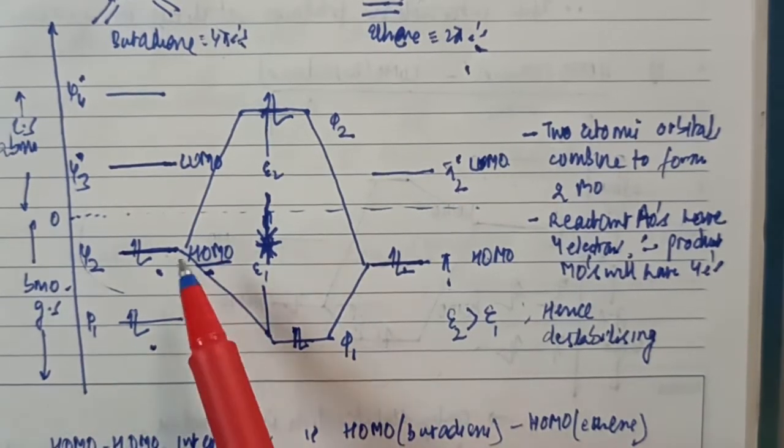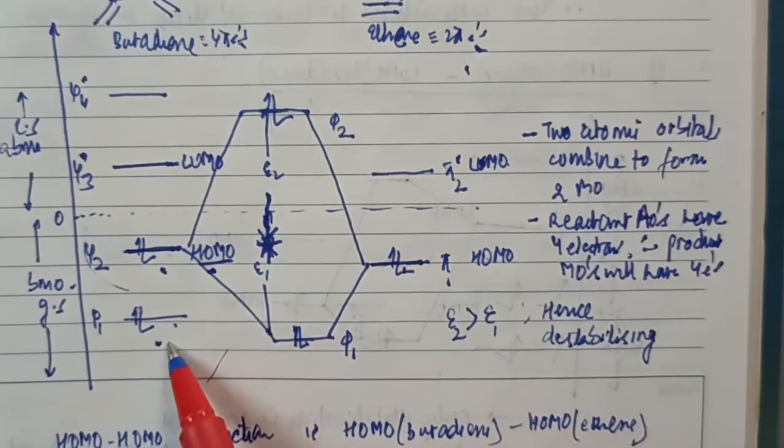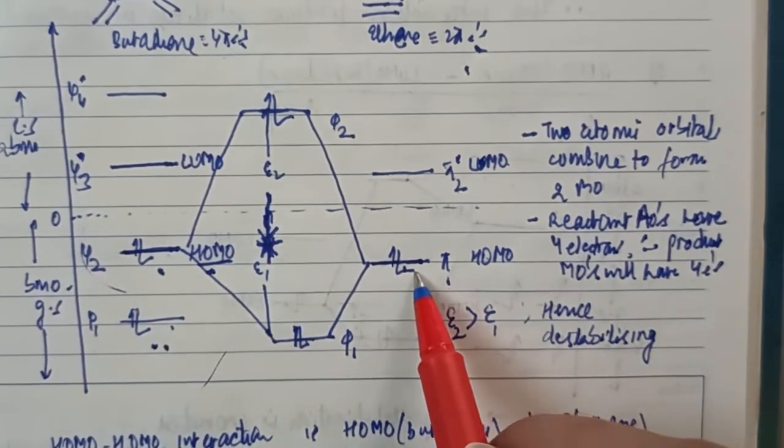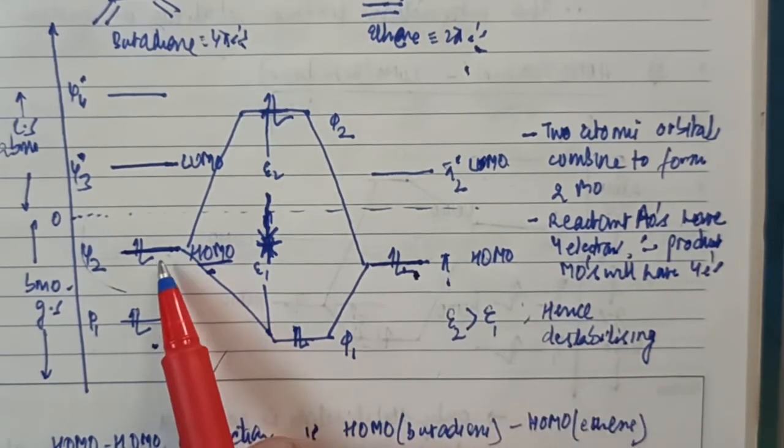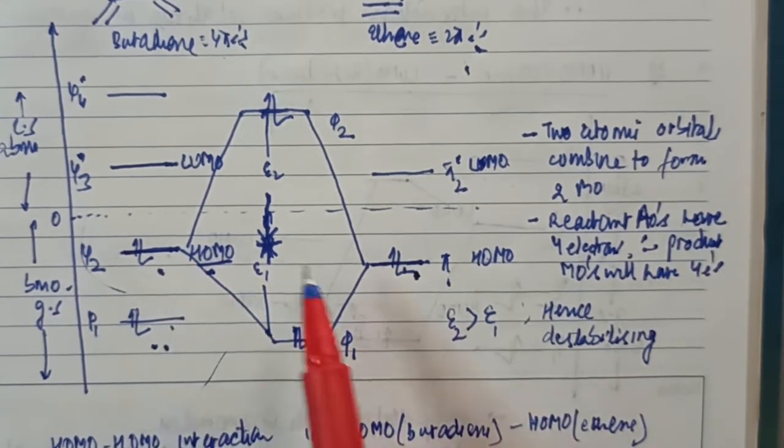As you can see, there were 2 filled orbitals. psi1, the most stable of them all, is lower in energy as compared to the HOMO of the dienophile ethene, whereas psi2, that is the HOMO of the diene, is higher in energy.